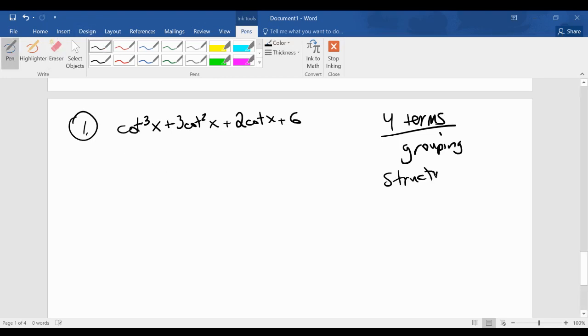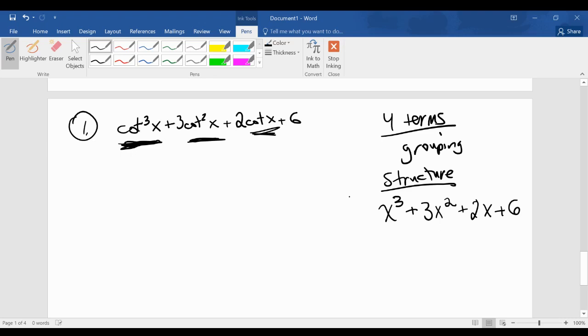Okay, so let's write out the structure because cotangent's scary. We start off with something cubed. I'm going to replace cotangent with x, so just something cubed. Then I have a plus, then I have a 3. Then I have the same something squared. So I don't want to introduce a new variable because it's still cotangent again. Then I have a plus, then I have a 2. And then I have cotangent again. So I'm going to use x over here in the structure. And then plus 6 for a constant.